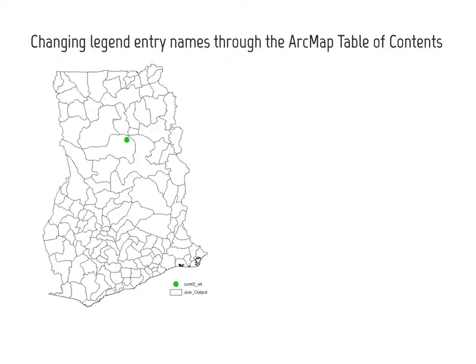Hello, this will be a brief tutorial on how to change the name of a shapefile in the ArcMap Table of Contents to quickly update the name of files in Legends. First, we'll start with a map, and we can see here in the bottom right corner of the screen I have a legend entry, and it is immediately reading the names from the Table of Contents.